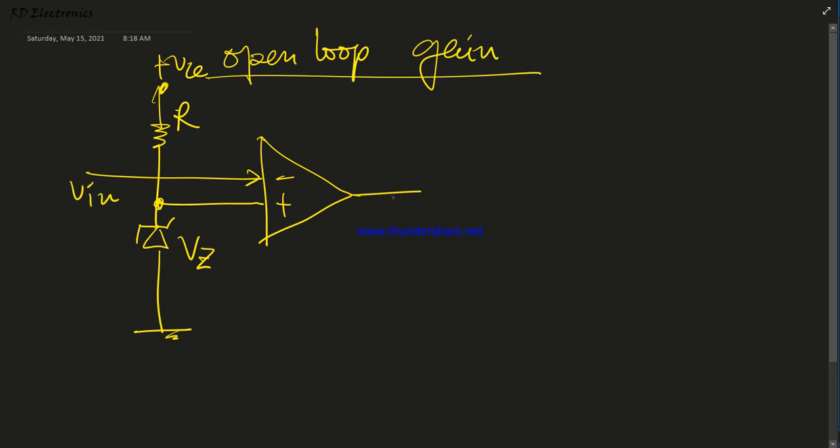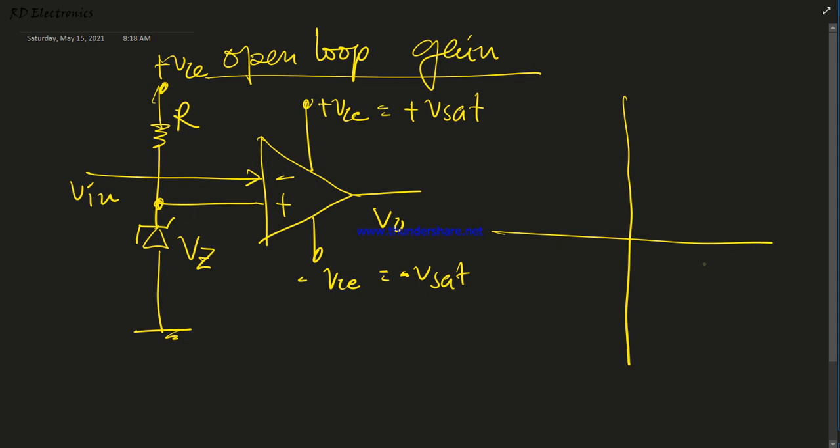So now what is the output? The operational amplifier biasing voltage is plus Vc to minus Vc. So these are the saturation voltages. This voltage is also known as plus Vz, and this voltage is also known as minus Vz. Okay, so now this is our graph. Here is input V input, and this is output, minus V output.